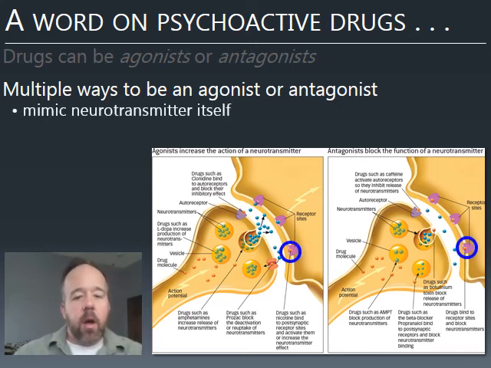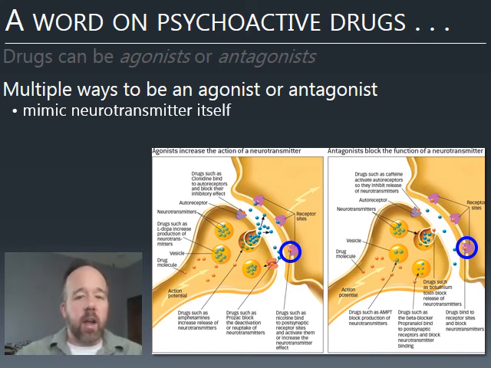So, for example, many drugs mimic a neurotransmitter itself. Now, if that drug mimics the neurotransmitter and binds to a receptor and causes that receptor to do what it would normally do if it were the actual neurotransmitter, it's an agonist. An antagonist might mimic the neurotransmitter slightly, just enough to bind to the receptor, but the receptor won't actually do anything. So it blocks the receptor from doing its job. So that's an antagonist. It's decreasing the effectiveness of the neurotransmitter because it's keeping the receptor from doing its job, and it's keeping the actual neurotransmitter from binding to the receptor.